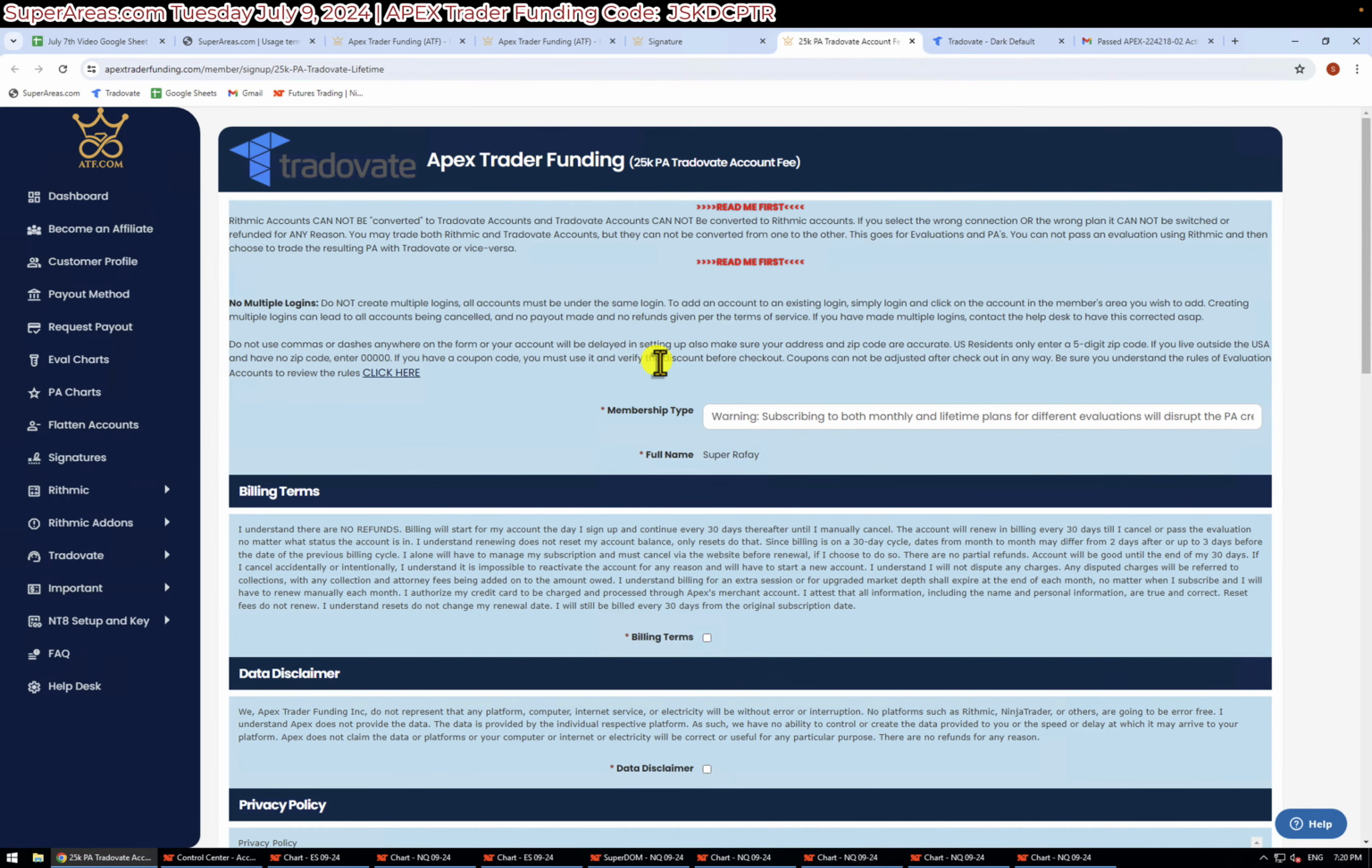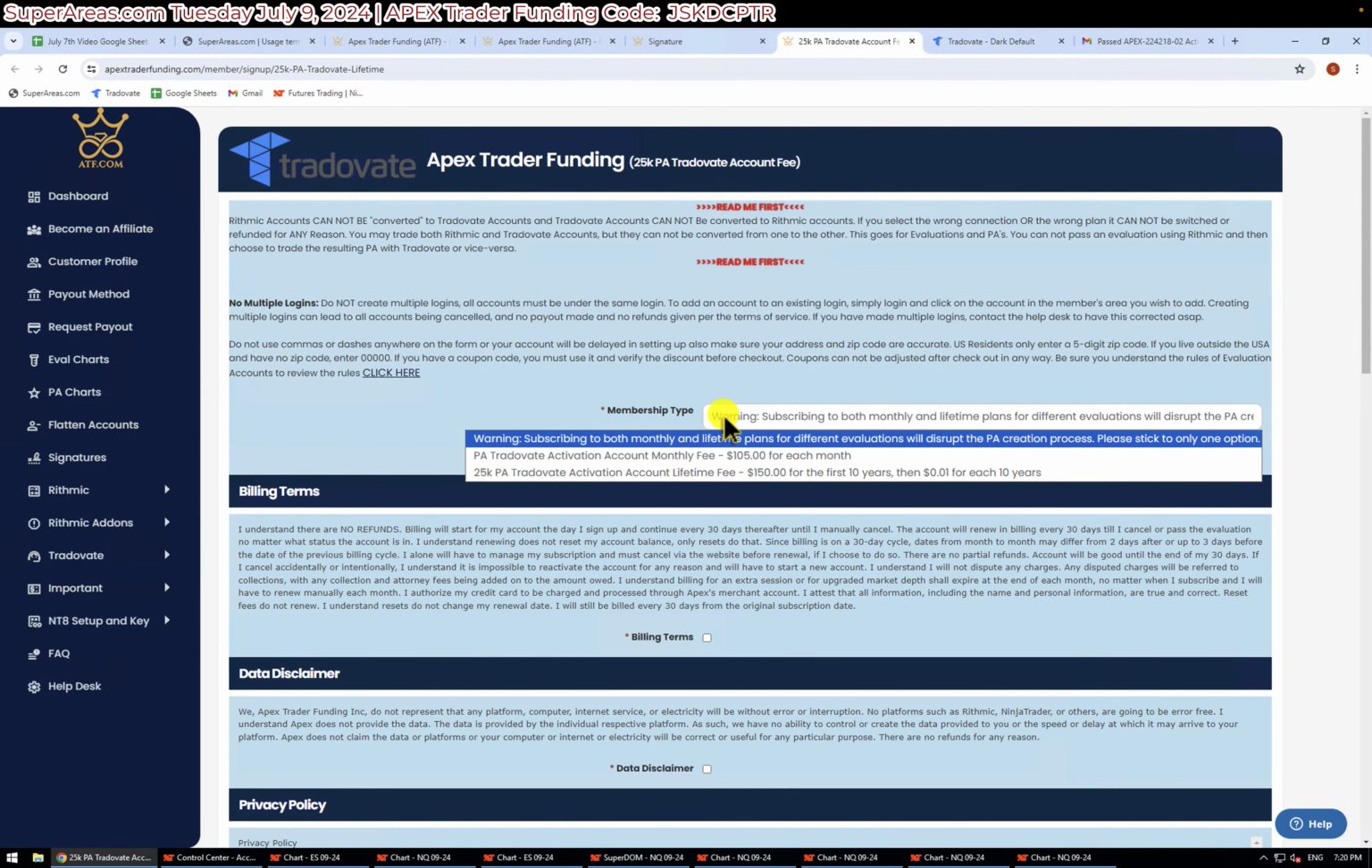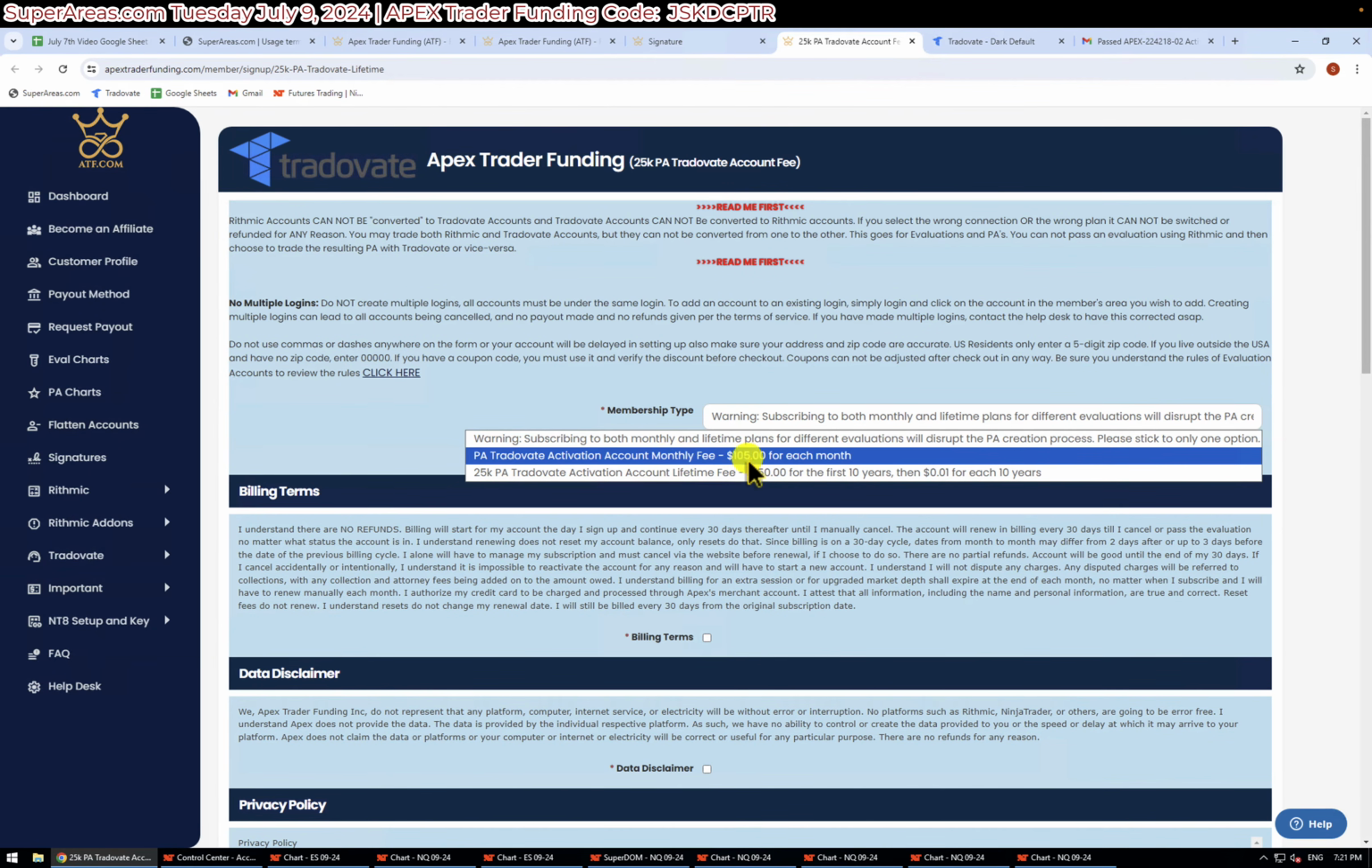Now, this is a page that you really need to pay attention to, guys, because if you mess this up, I can't help you. Apex won't be able to help you. There are no refunds, so just be very careful. Here it says membership type, and they give you two options. Some people have financial constraints, so they may want to choose a monthly fee.